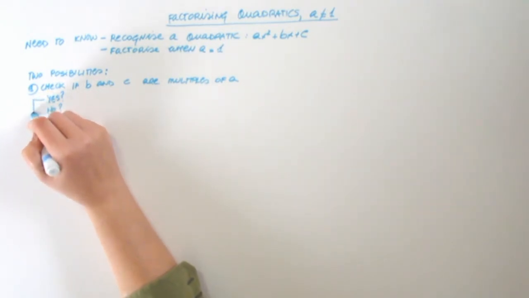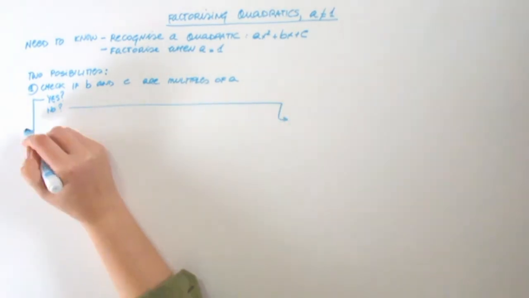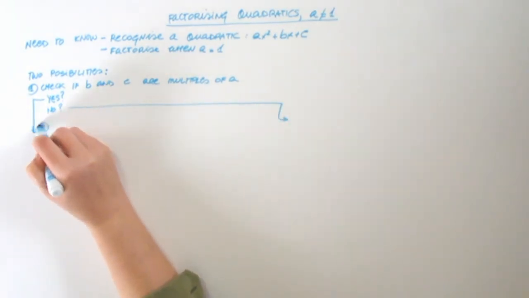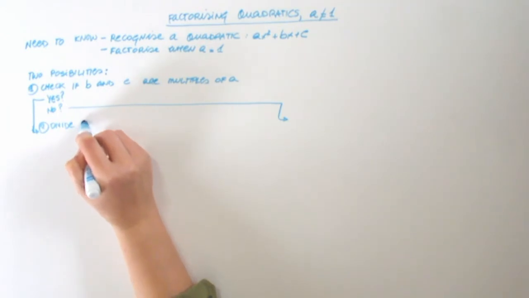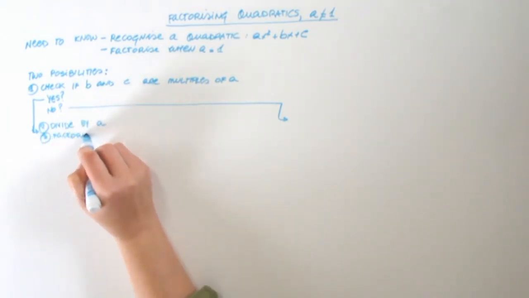If you check and b and c are multiples of a, then what you do is you divide everything by a, and now you're in a case of a equals 1, and you factorize the way you learned.